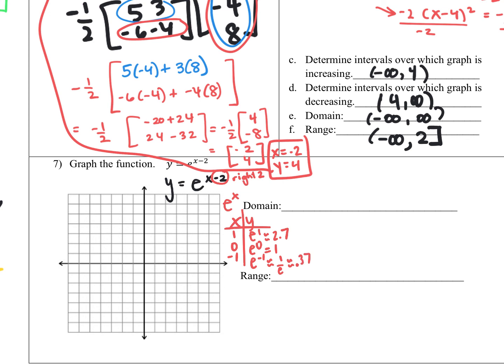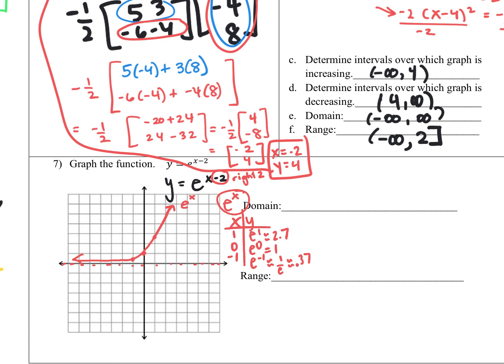So if I plot those on there, I'm going to draw this parent function first. At 1, I'm close to 3. At 0, I'm at 1. And at -1, I'm below a half. And I know I have this horizontal asymptote because if I plug in exponents to e to the x, it will never go negative. So this right here is my parent function. This is e to the x.